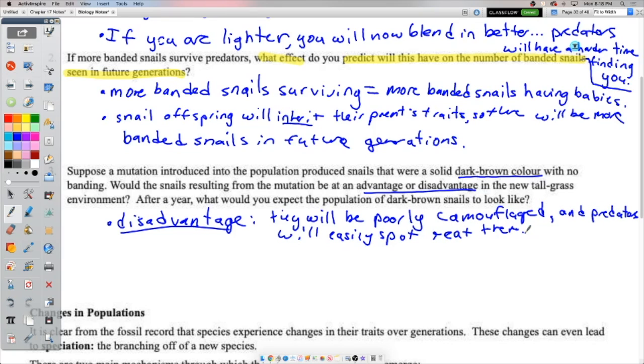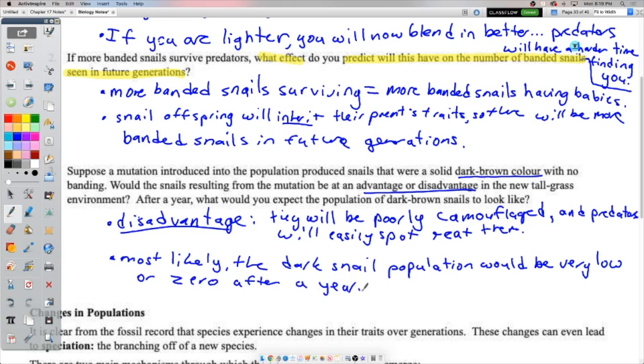Okay, so if you came back in a year, what would you expect? Well, do you think there will be very many of these dark brown snails left? Probably not, right? They're not going to be surviving to reproduce very well. They're not going to be having a lot of babies. You would probably see this trait get eliminated pretty quickly.